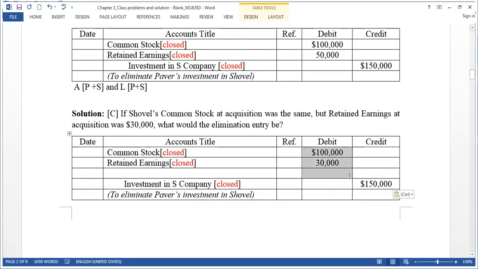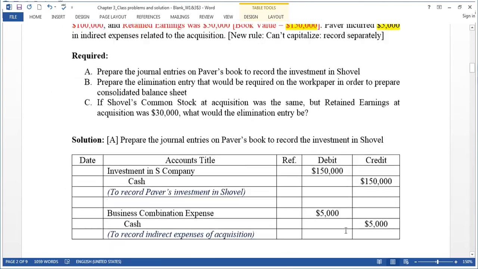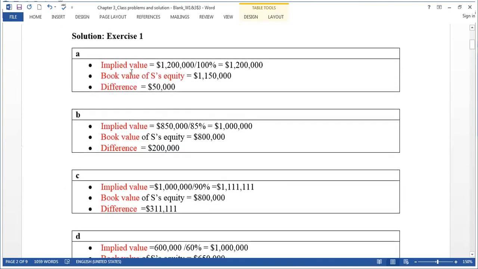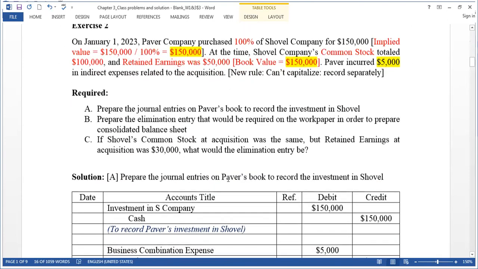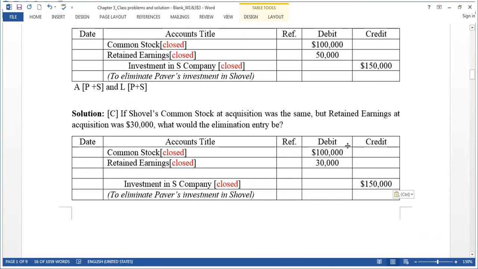Now debit and credit are not equal. Why are debit and credit not equal? Because, as you can see from our past exercise, the implied value and the book value are not similar, right? So there is a difference. Do you understand? There is a difference. So between implied value and book value, there is a difference. Same here, you can see this is the book value, right? And this is the investment. And they are not similar. As they are not similar, there is a difference, right?